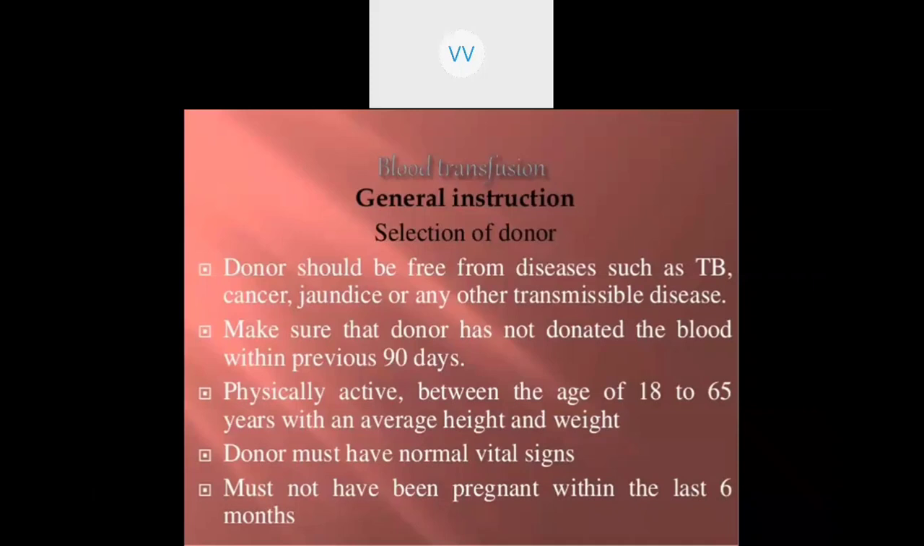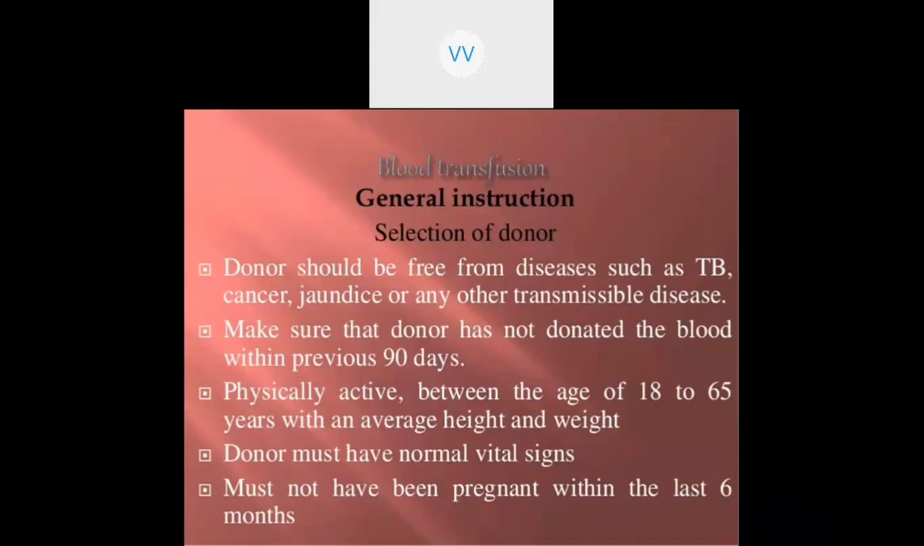First, in selection of the donor, you have to check whether the person is positive for TB, tuberculosis, cancer, jaundice, HIV. These are the tests you have to run before receiving the blood. Make sure that the donor has not donated blood within the previous 90 days.